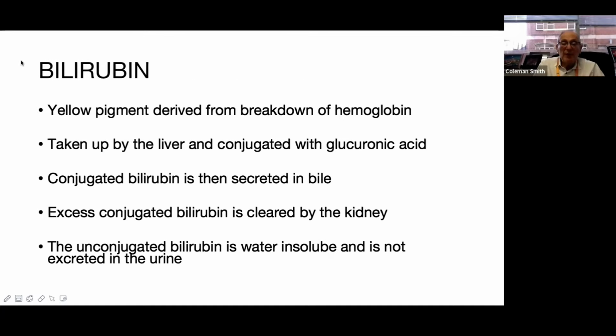And finally, I want to talk about bilirubin. As you all know, it's a yellow pigment. It's derived from the breakdown of hemoglobin, which is taken up by the liver. It's conjugated with glucuronic acid. The conjugated bilirubin is then secreted into the bile. The excess conjugated bilirubin is cleared by the kidney, producing bilirubinuria. The unconjugated bilirubin is water insoluble and is not excreted in the urine.